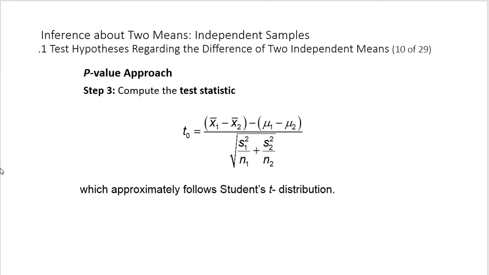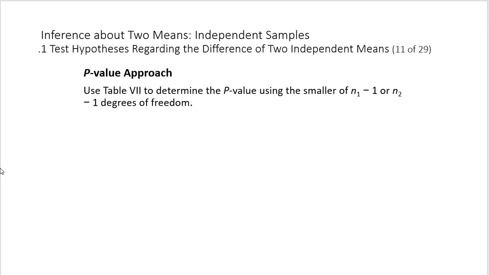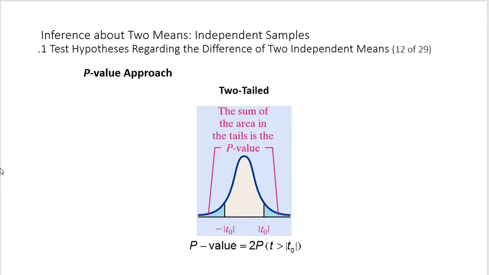We have also another approach, other than the classical approach, that we call the p-value approach. The p-value approach depends on the probability of t being greater than or less than t naught, depending on the type of the test that we're performing. After we compute t naught, we're going to compute the p-value using the smallest of the degrees of freedom. So if we have a two-tailed test, then the p-value is going to be 2 times the area to the right of t naught.